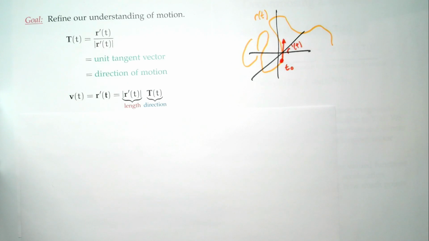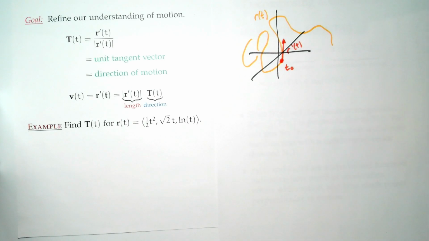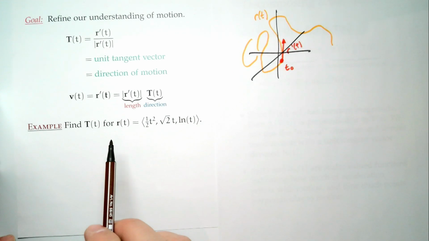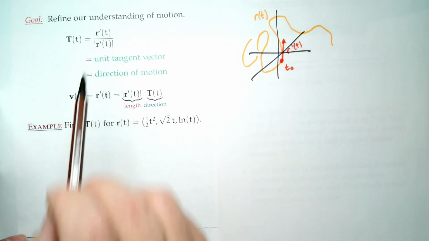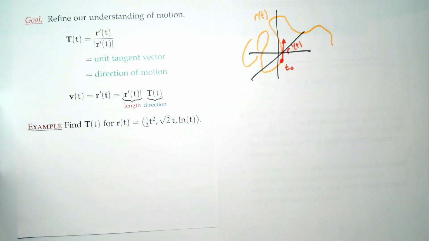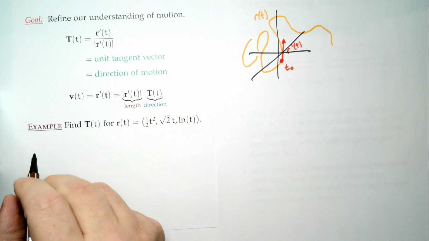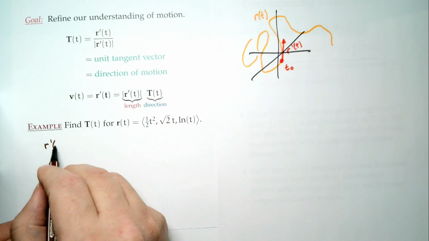All right. Well, let's do a problem. Find this unit tangent vector for a particular curve. So I have 1/2 t squared, root 2 t, log t. All right. If I want to find the unit tangent vector, what should I do? Where do I start? Derivative? Start with the derivative, because you'll notice it's r prime. And so r prime, it's storing information about the tangent vector. All right. So r prime of t.